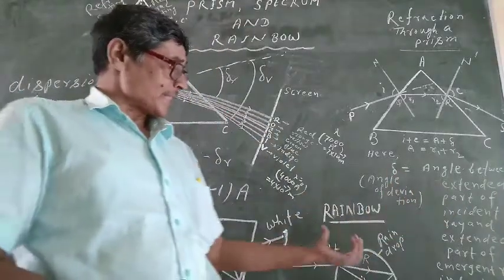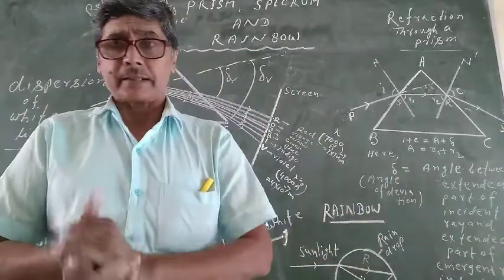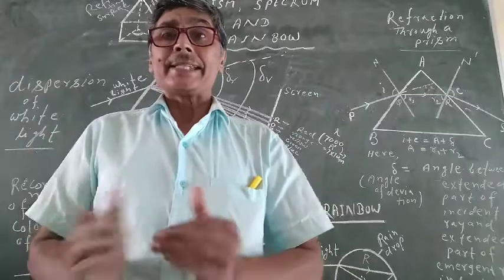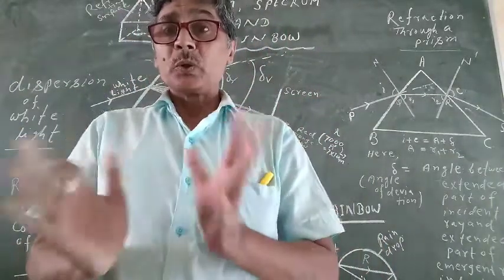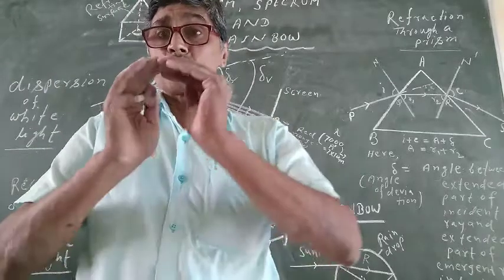Now I am going to discuss the rainbow. A rainbow is a natural spectrum formed in the sky just after the rain, when the sunlight passes through the raindrops.